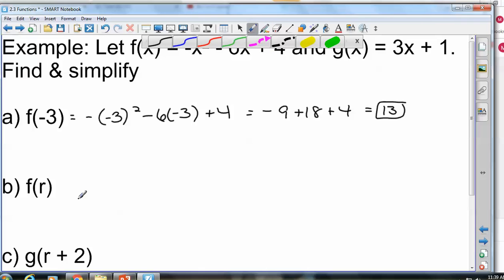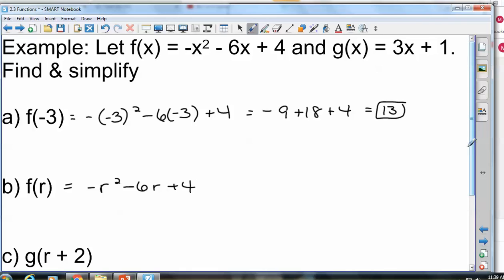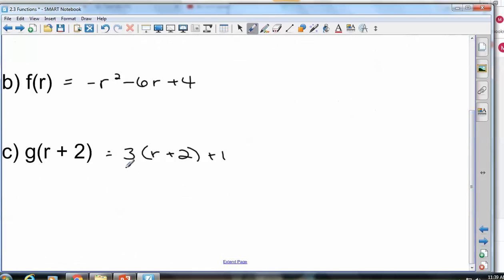F of r, all that means is you go to your equation and change your x's to r's. So negative r squared minus 6r plus 4. The last one, g of r plus 2, just means you're going to now use function g, and instead of x, you write an r plus 2. Simplify what you can, so that's 3r plus 6 plus 1, or 3r plus 7. Any questions on that part?